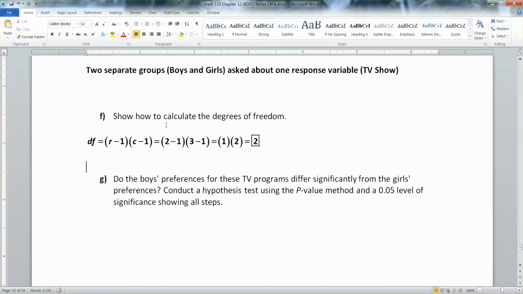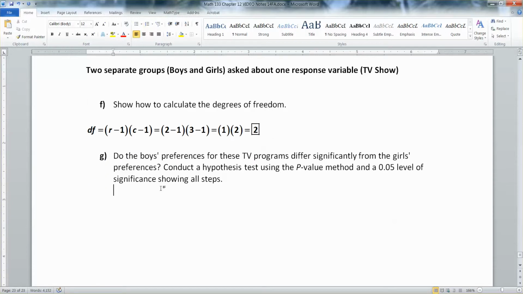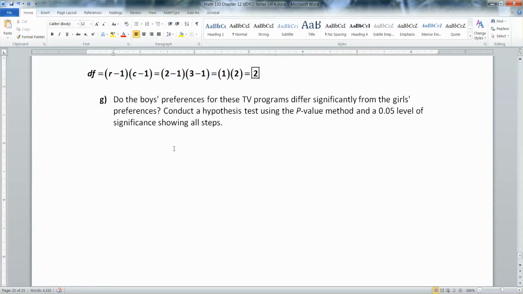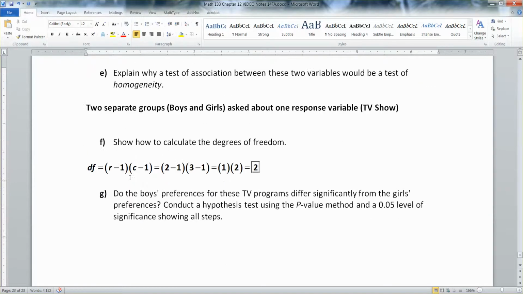Now, the real test comes here. Do the boys' preferences for these TV programs differ significantly from the girls' preferences? Conduct a hypothesis test using the p-value method and a 0.05 level of significance showing all steps. So notice we're not mentioning independence. This isn't a test of independence. This is, do the boys' proportional preferences for the TV shows differ from the girls' proportional preferences? Boy, I'm not going to be able to say that 3 times fast.